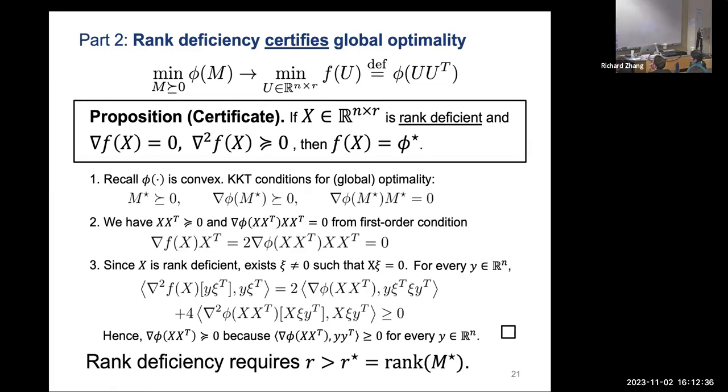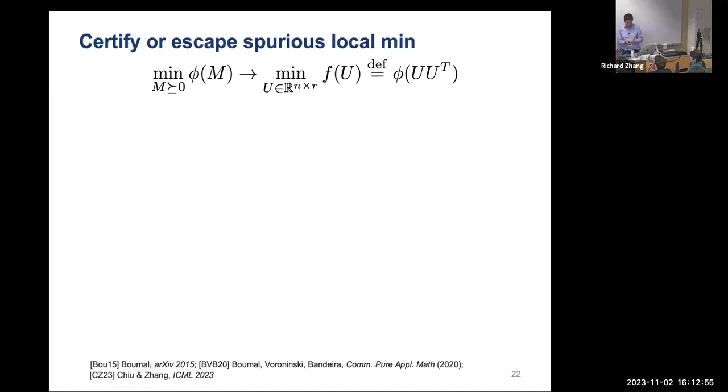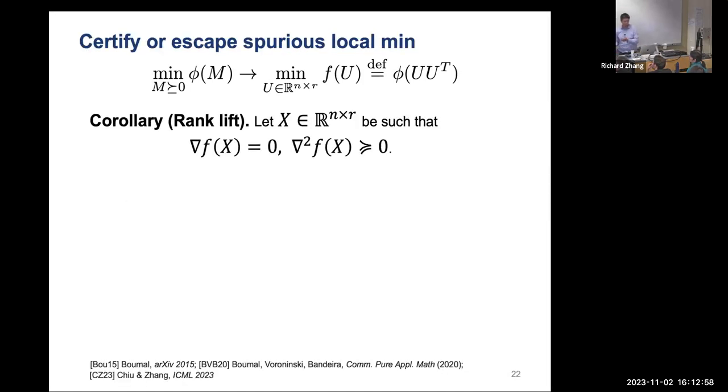How do you get rank deficiency? You have to overparameterize. If you don't overparameterize, you'll be at the global min, but the only way to check is if you're rank deficient. So you pick a rank like 1,000, and then you find it's rank deficient, and you're done. But obviously picking 1,000 is a bit laborious. What I'm suggesting is you drop one at a time. This is justified by the next result, which is this rank lift.